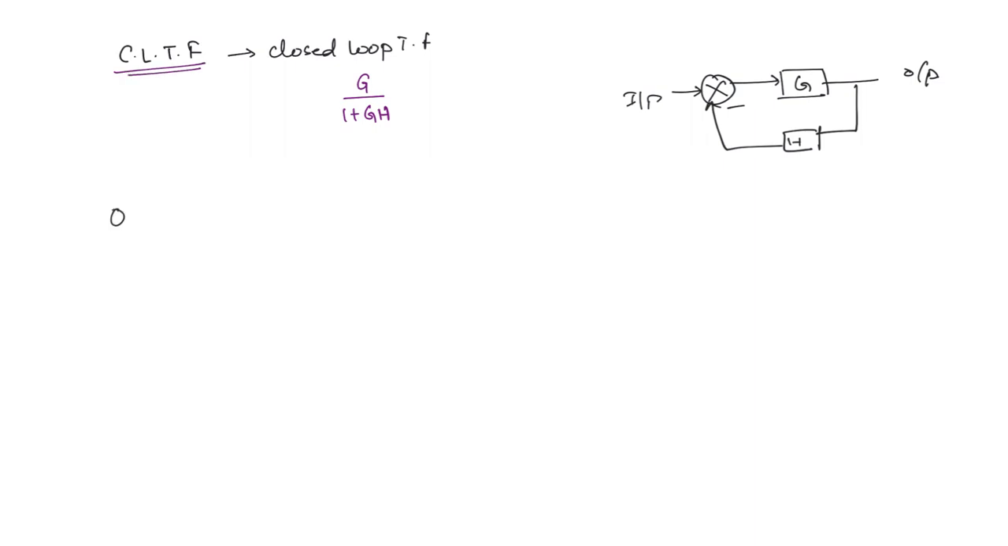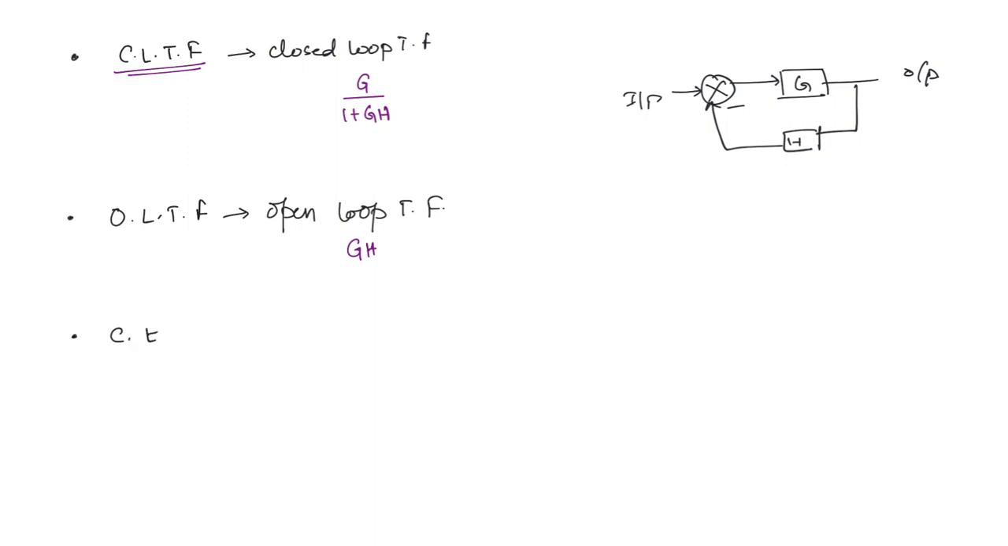Then what about the open loop transfer function? Just because it is written as open loop doesn't mean that it is the transfer function of a non-feedback system. It is a term associated with the closed loop system only. So what is that? G into H. The forward path transfer function into the feedback path transfer function gives you the open loop transfer function. So this is GH.